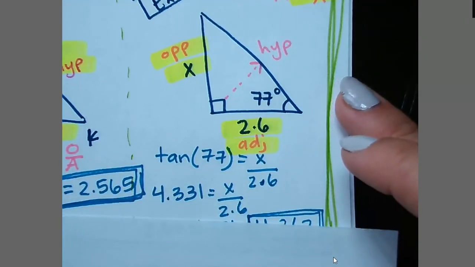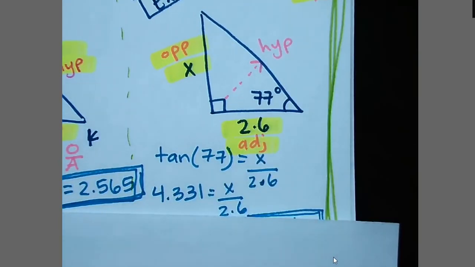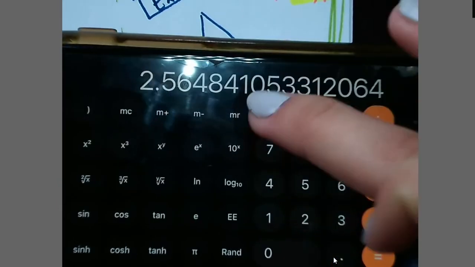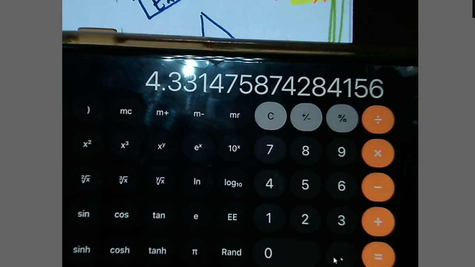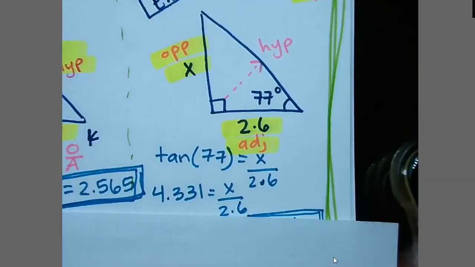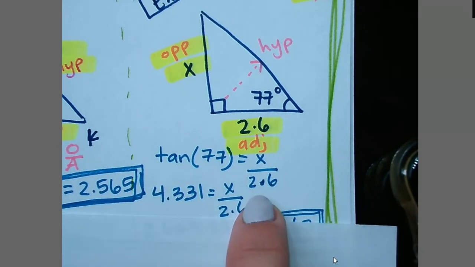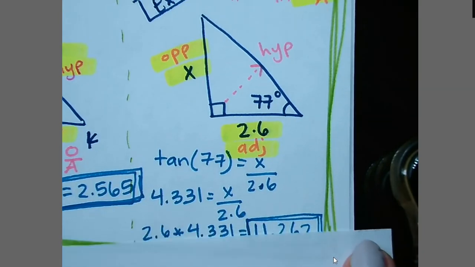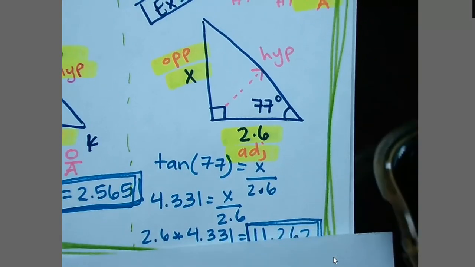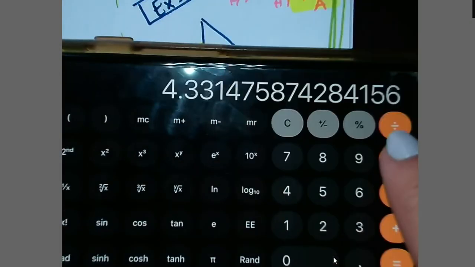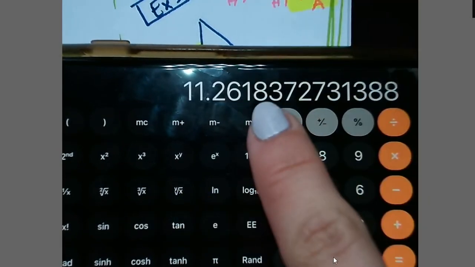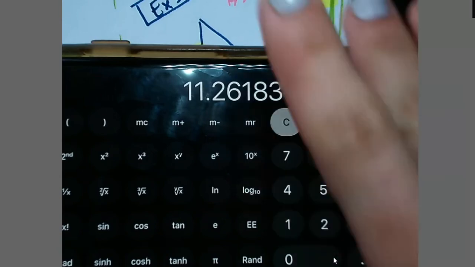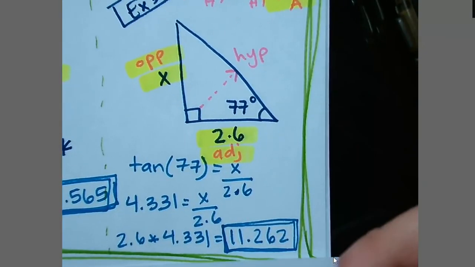Tangent of 77, you can figure out by typing in your calculator. So you're going to do 77 and then click the tangent button. So it's going to be 4.331. And then notice x is being divided by 2.6. So to get rid of it, you're going to multiply both sides by 2.6. Okay, so we're going to multiply that number by 2.6. And you're going to get 11.26, but the 8 rounds the 1 up to a 2. So 11.262 is going to be your answer here.